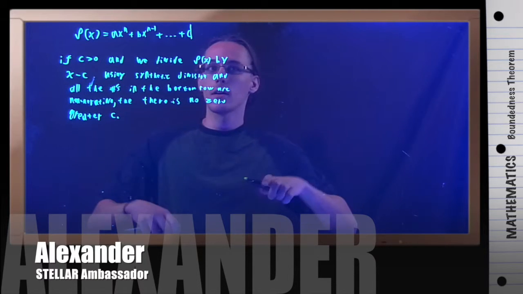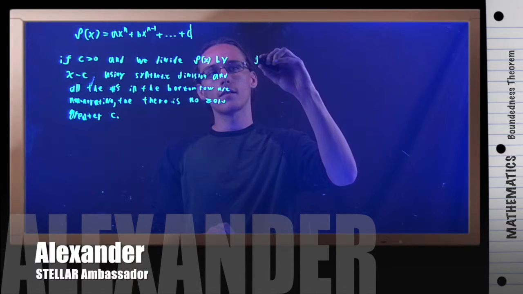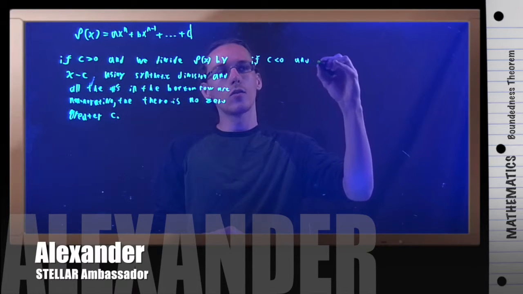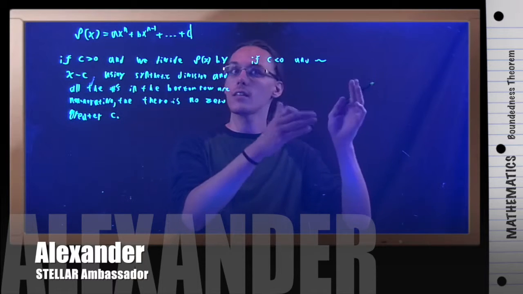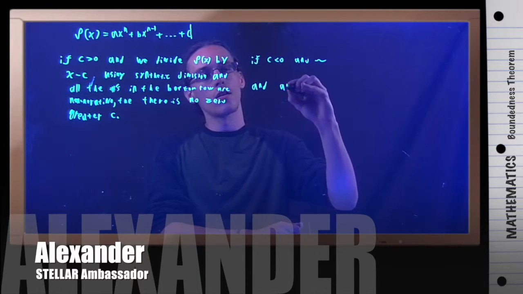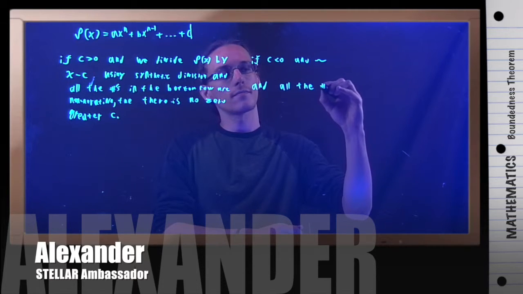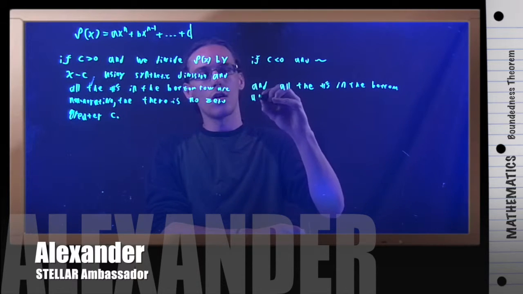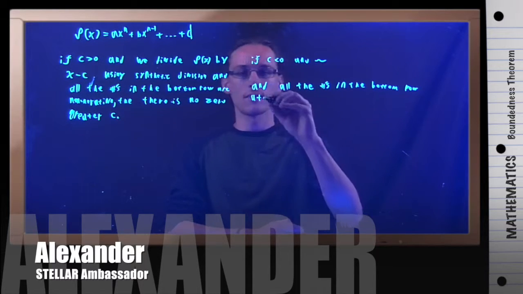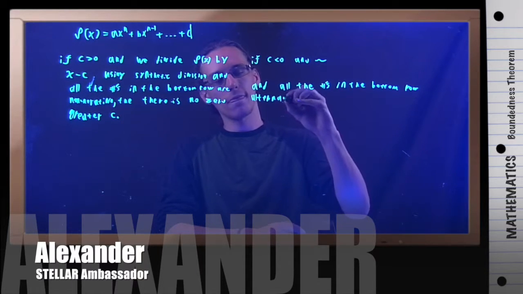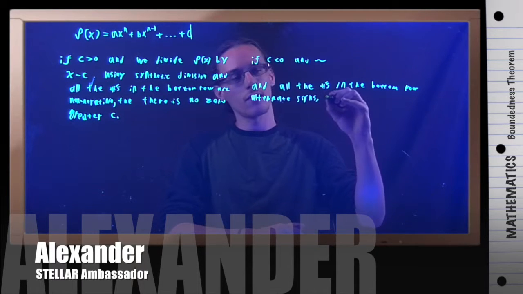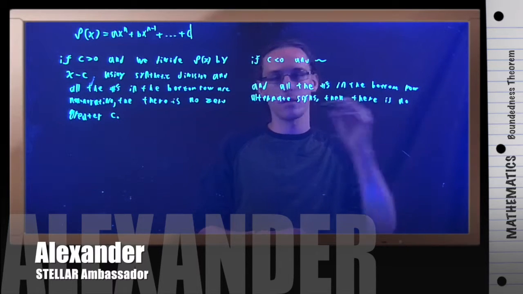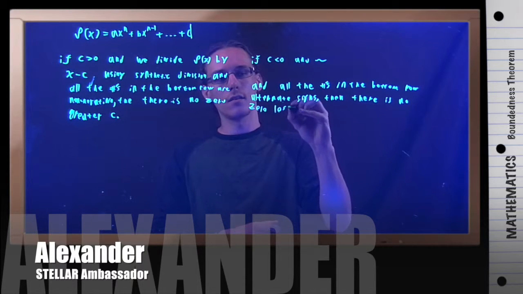Likewise, there's one for negative c's. So if c was less than 0, and we divide p of x by x minus c using synthetic division, and all the numbers in the bottom row alternate signs, then there is no 0 for p of x less than c.